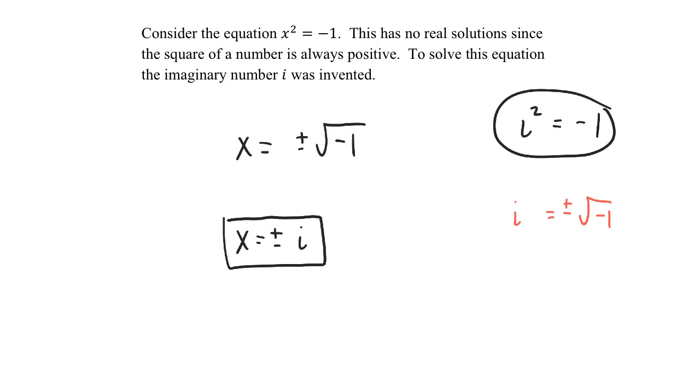And we need this, because if we don't have it, when we get answers with negatives, which we will eventually, we wouldn't be able to go anywhere. We'd stop and say there's no answer, but really there is. There's a way to express that answer in terms of i.